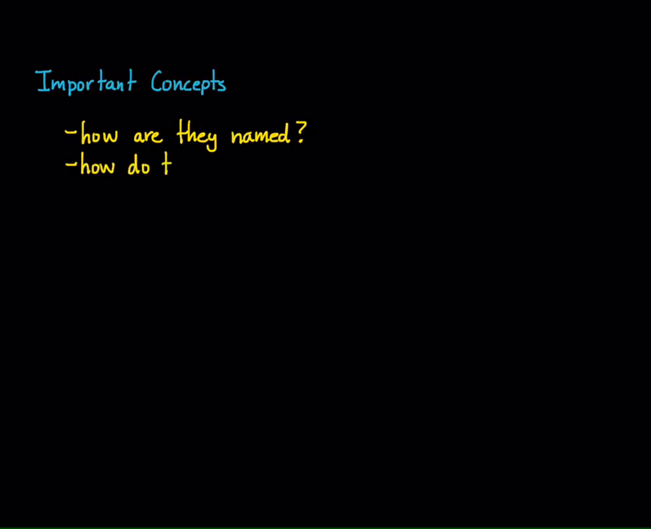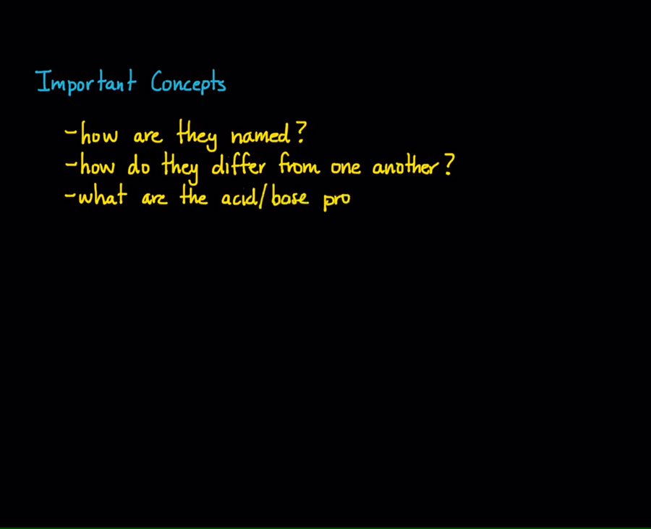The other thing that we're going to take a look at is how do they differ from one another? How do alkyl halides differ from alcohols? What are the physical property differences? Also, what are the acid-base properties of these types of compounds? Which ones are acids? Which ones are bases? How do you tell?